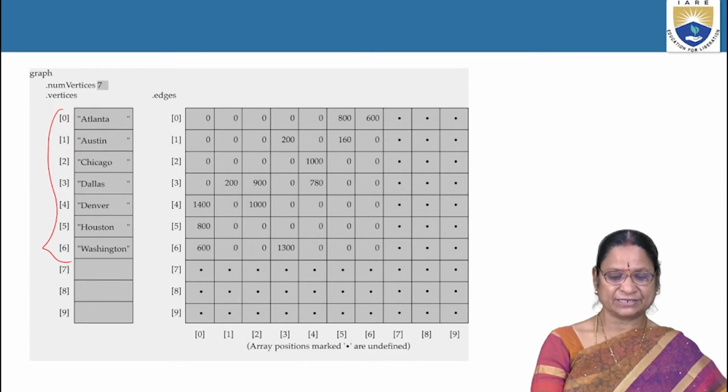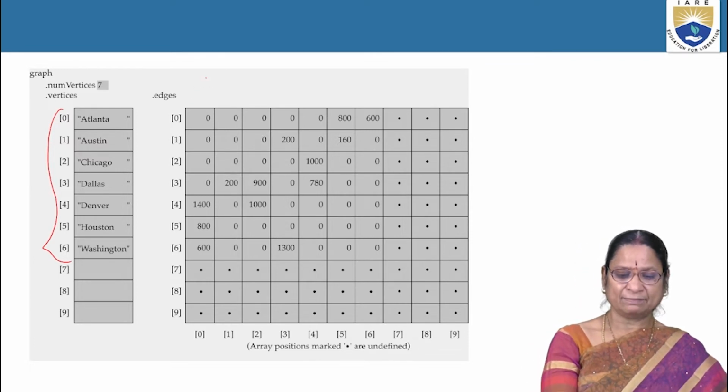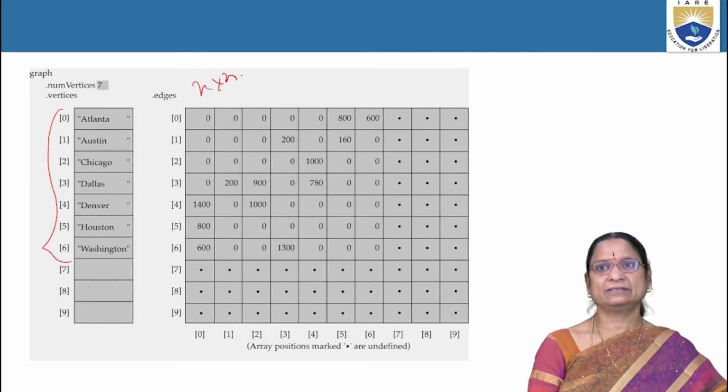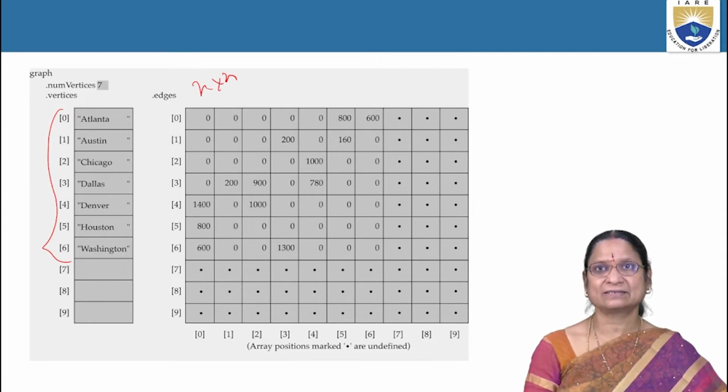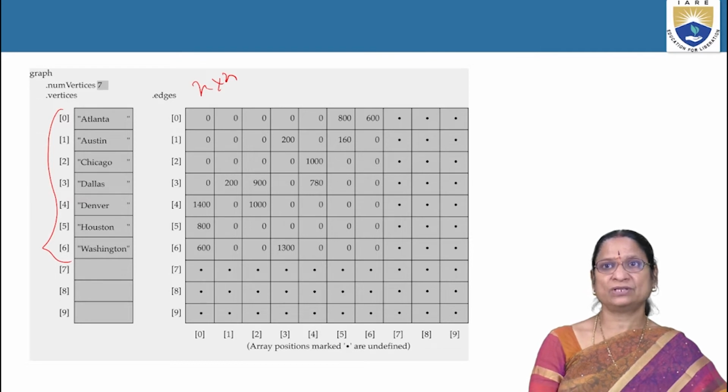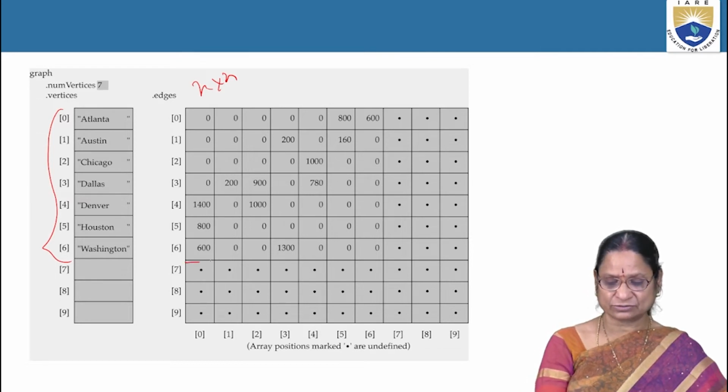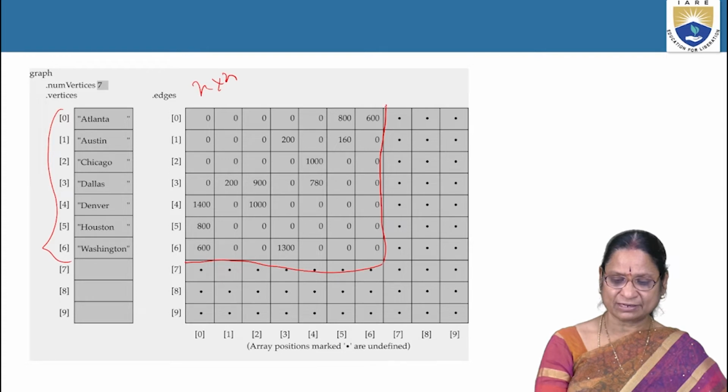And how to represent edges? The matrix is of order number of vertices by number of vertices. This is known as the adjacency matrix. So array positions are represented 0 to n, 0 to n. If you observe, only 6 are needed. So this is our adjacency matrix.